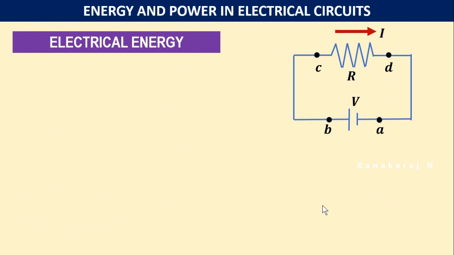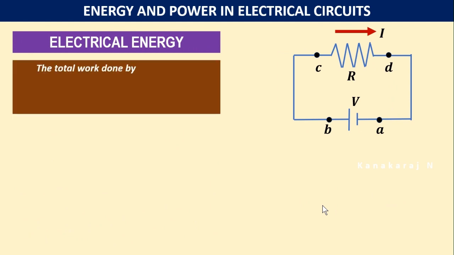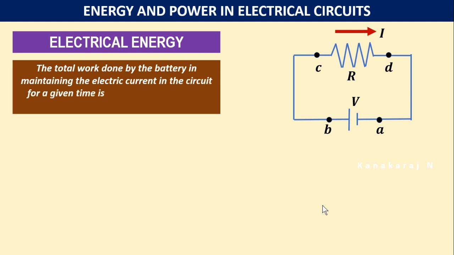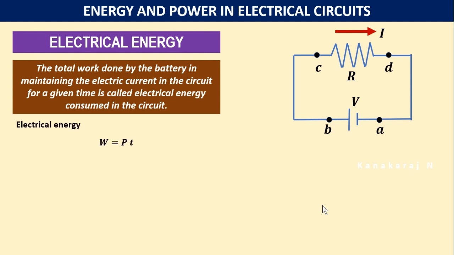Electrical energy. The total work done by the battery in maintaining the electric current in a circuit for a given time is called the electrical energy consumed in the circuit. Electrical energy W equals P times t.